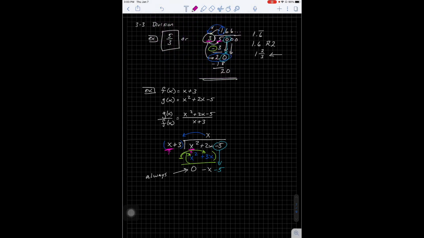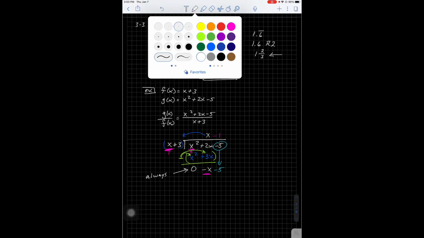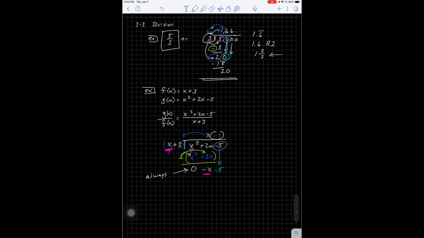We say, what do I multiply x by to get negative x? And that answer goes up top. And then I take that negative 1 and I'm going to multiply that times this polynomial, and I'm going to get a negative x minus 3. Then I'm going to subtract the whole thing. So that is going to change both of these signs.